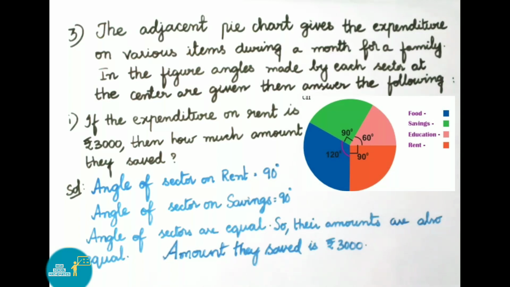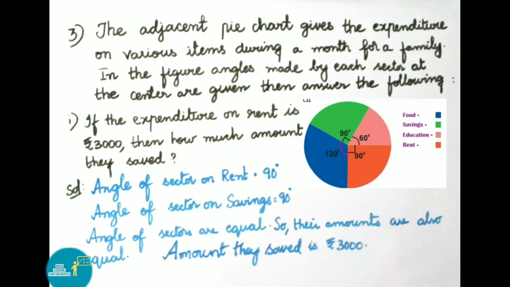See now third question. The adjacent pie chart gives the expenditure on various items during a month for a family. In the figure, the angles made by each sector at the center are given. Then answer the following. Observe the pie chart they have given: monthly expenditure of a family. See now first question. If the expenditure on rent is 3000 rupees, then how much amount did they save? Let us see the solution.